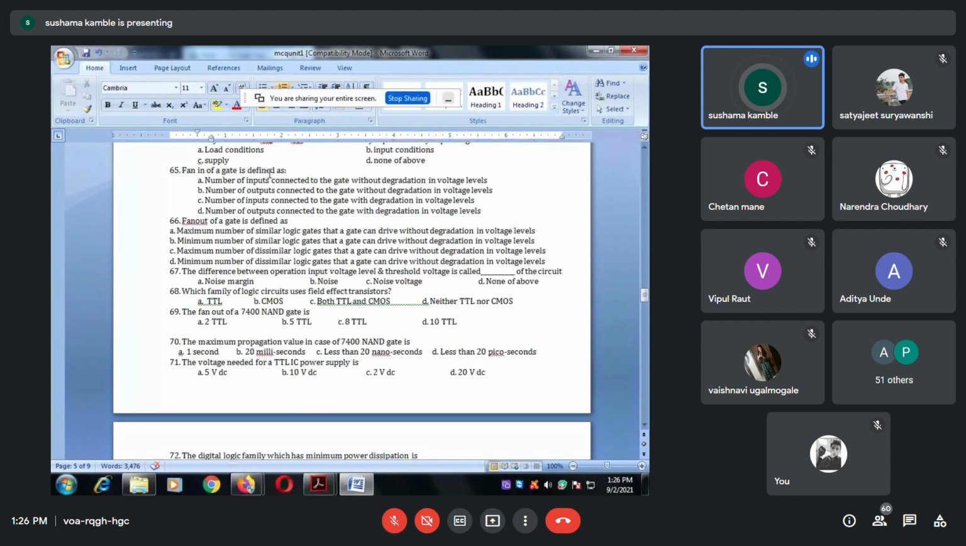This is again in a different manner. The fan in of a gate is defined as. Read it and tell me the option. We'll finish in 5 minutes. Tell me the answer for fan in. Options are different. B. Fan in is there.